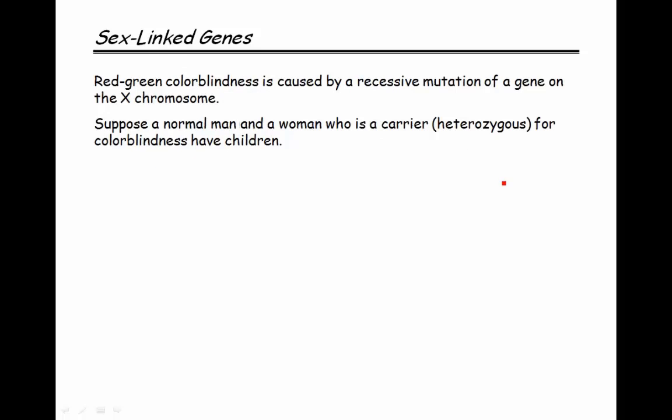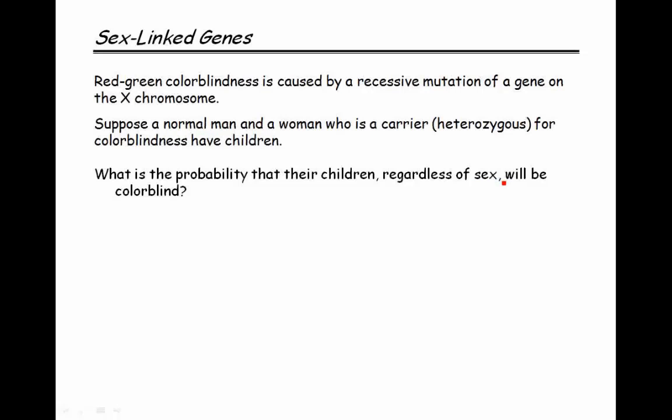If we look at an example here, we said red-green color blindness is caused by a recessive mutation of a gene on the X chromosome. So in this scenario, if we suppose that we have a normal man, so by normal we mean non-colorblind, and we have a woman who is a carrier for color blindness, they're going to have children. And now we want to know, what is the probability that their children, regardless of their sex, so regardless of whether they're male or female, are going to be colorblind?